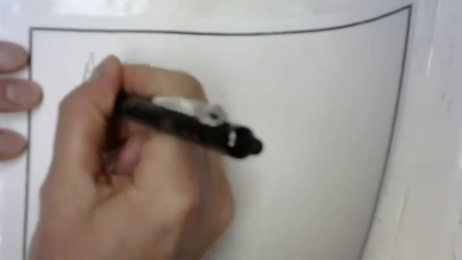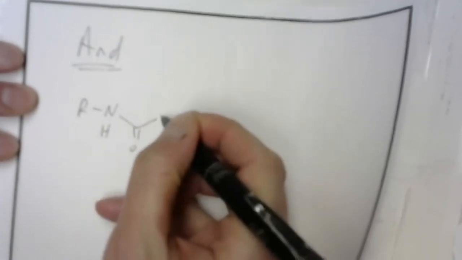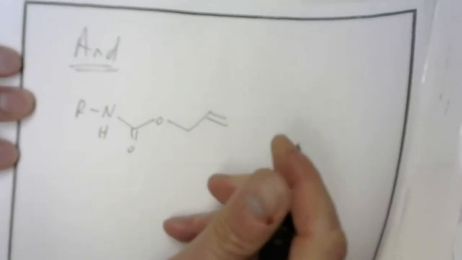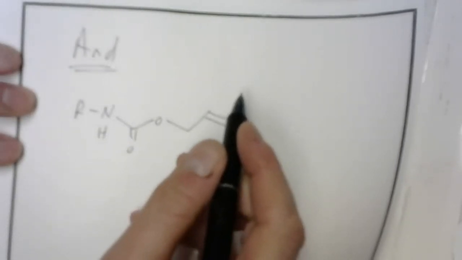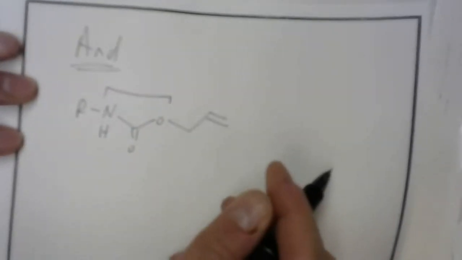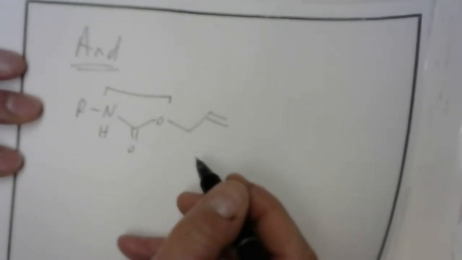And remember, whenever you have kind of like an amine on one side and an oxygen on the other, this has a functional group name. What's this called? Anybody remember? It's not an amide, it's not an ester. Anybody remember this type of functional group pattern? It's called a carbamate.